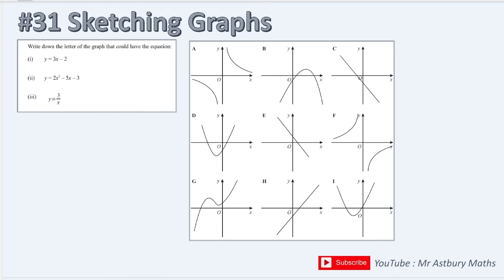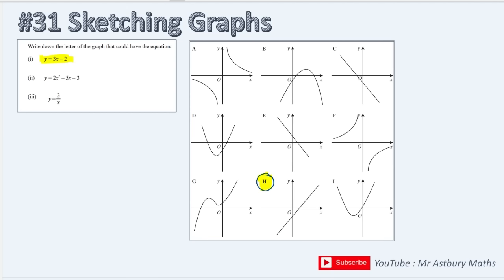Okay, we've got lots of different graphs here, and we've got to match them up. So the first one is a linear graph. It has no squares or cubes or any 1 over x's. So it's just a straight line graph. And it's got a positive gradient of 3. So it must be this one, because this one would have a negative gradient. Okay, so yellow is this one.